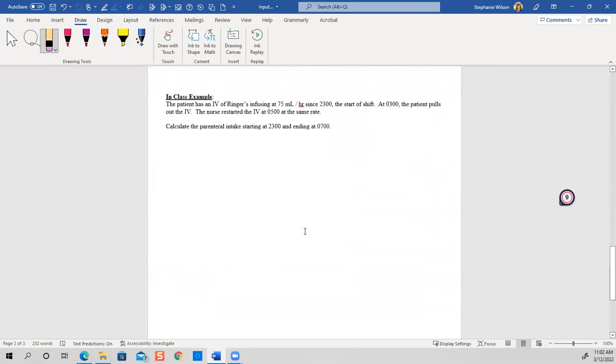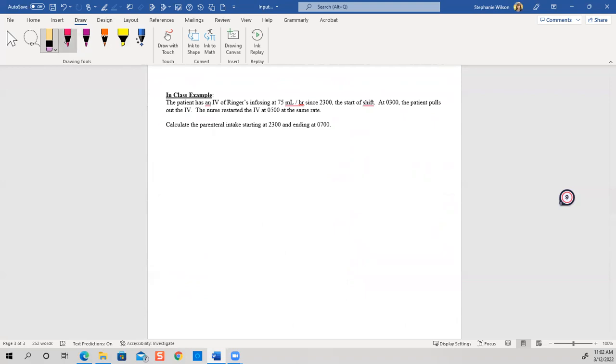Oh, I do. Let's do this last one. All right. So the patient has an IV Ringer infusion of 75 milliliters per hour. This has been going on since 11 p.m. During the shift at 0300, the patient pulls the IV out, and then at 0500, they restart it at the same rate. So what are you going to document as the intake for that shift?